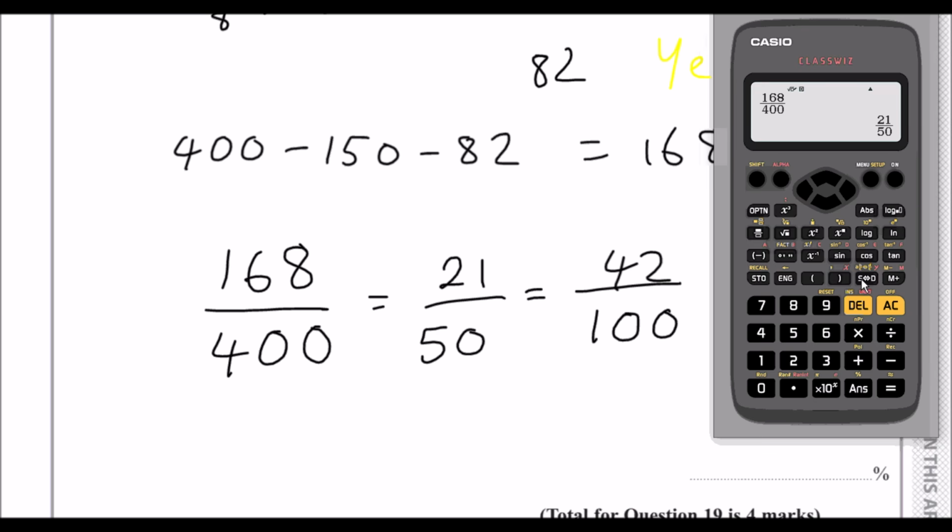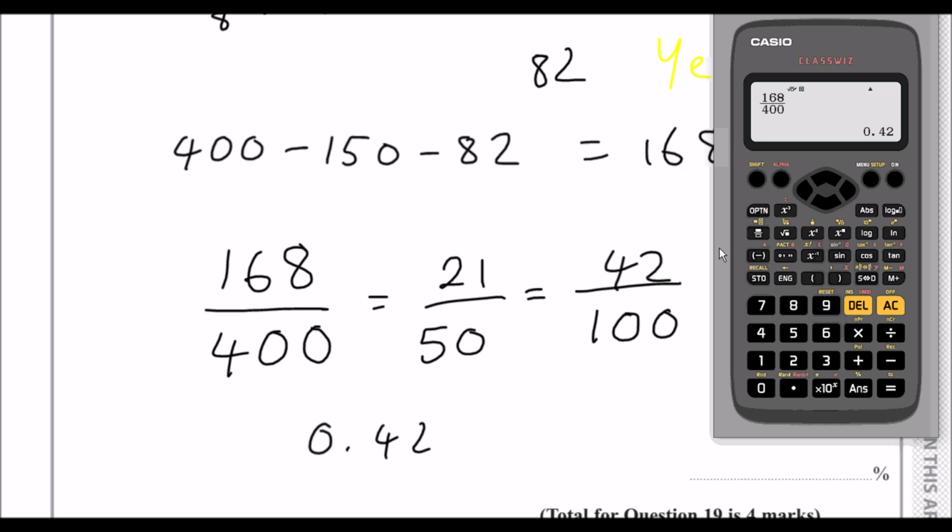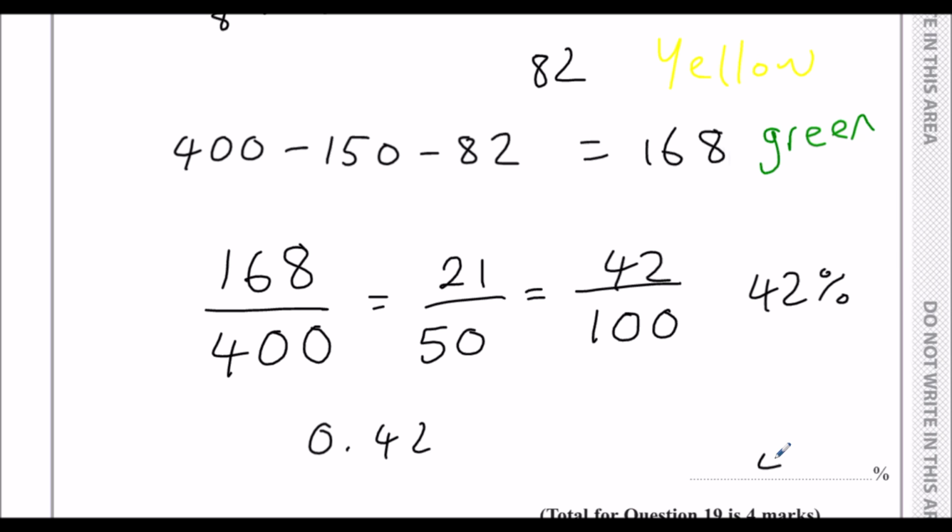We could have also used the calculator, pressing this S to D button to get 0.42. To change it to a percentage, times 100. So 42%. We could have also done this in one step. If I did 168 out of 400 times 100, so to change a fraction or a decimal to a percentage, times by 100. And we get 42, so 42%.